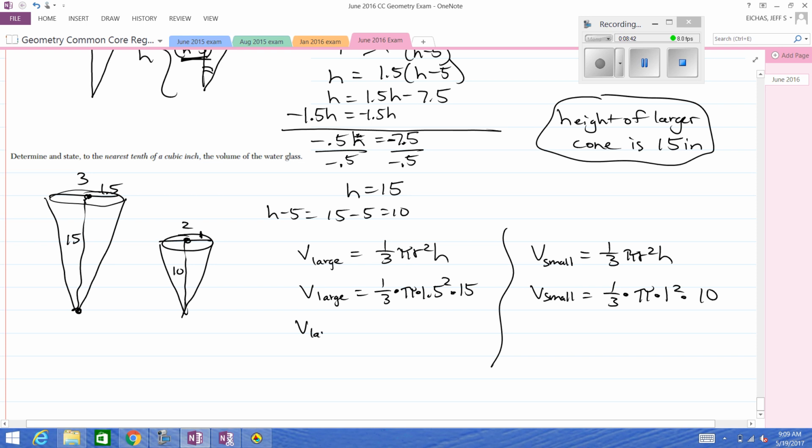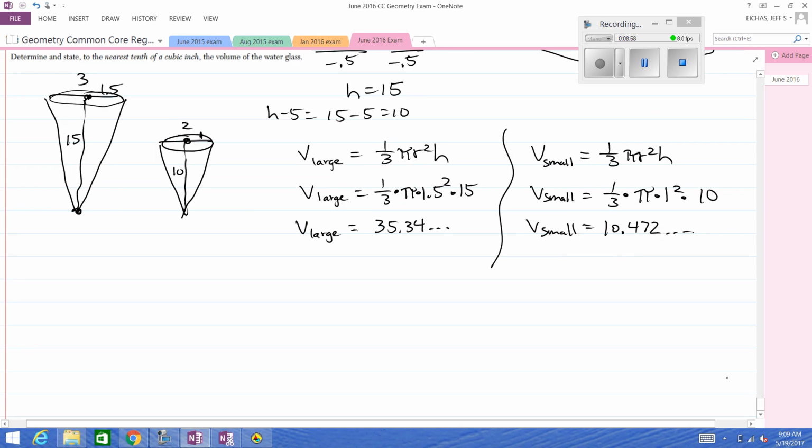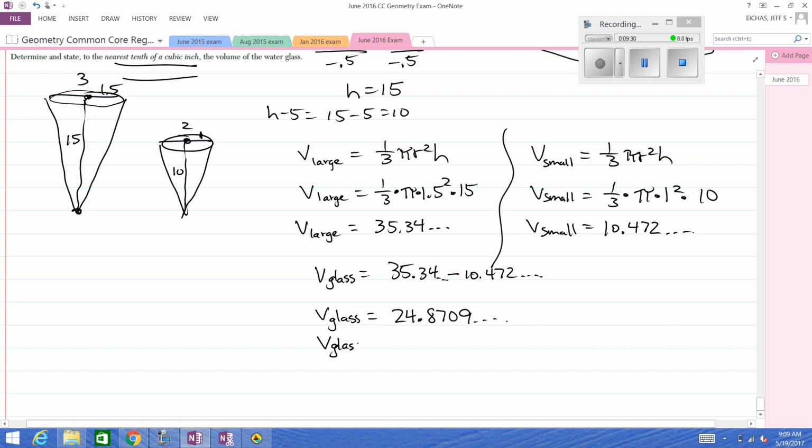For the larger one, I got a calculation of 35.3429, and so forth. Volume of the smaller, I get 10.472. All right, so the volume of the glass is simply going to be, subtract these. And I don't round until the very last step. I know it says to round to the nearest tenth, but I don't do that until the last step so that I don't have any accumulation of rounding errors. Not that I'm going to round wrong. What I'm saying is every time you round, it has a degree of inaccuracy. So when you do this at the very end, now you have a more accurate answer. So inches cubed, and that's what we're looking for.